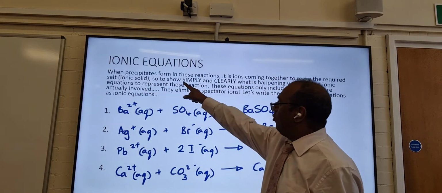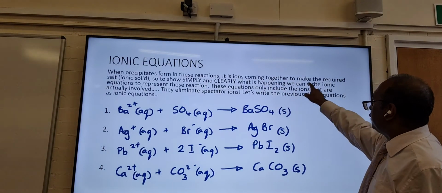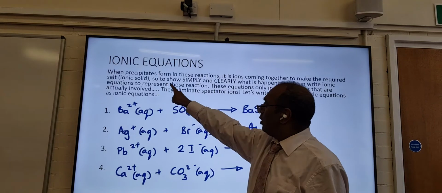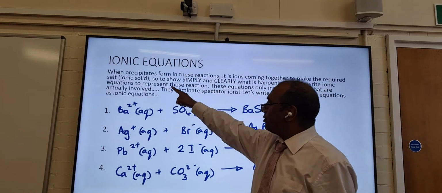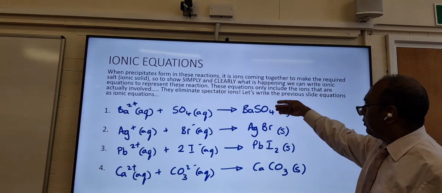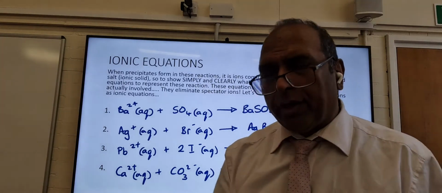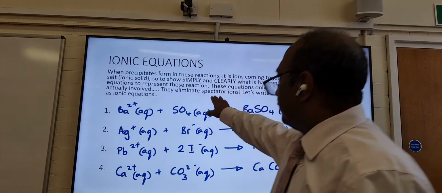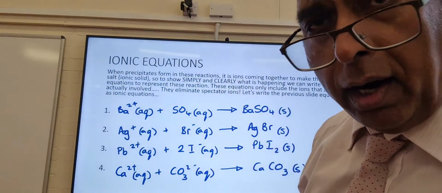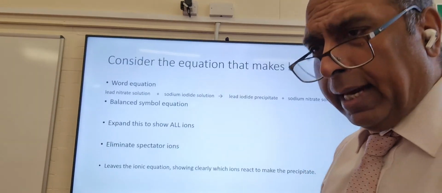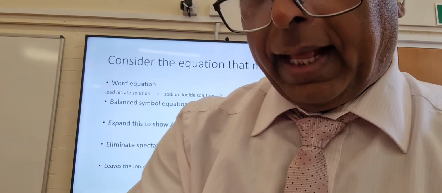When precipitates form in these reactions, it's the ions that are coming together to make the salt. So, to show simply and clearly what's happening, we write ionic equations to represent these type of reactions. These equations only include the ions that are actually involved. They eliminate spectator ions. Let's write the previous equations. Those are ionic equations. Now, I'm going to take you through one ionic equation in much detail, and that is this one.